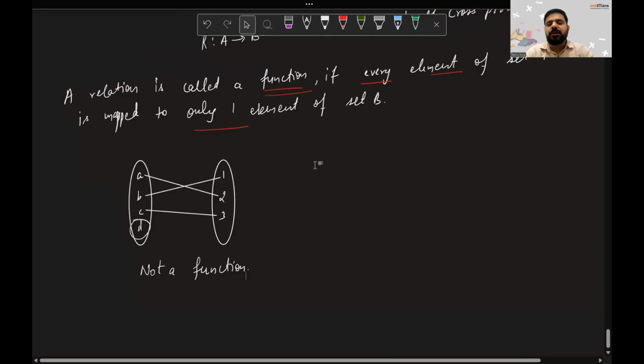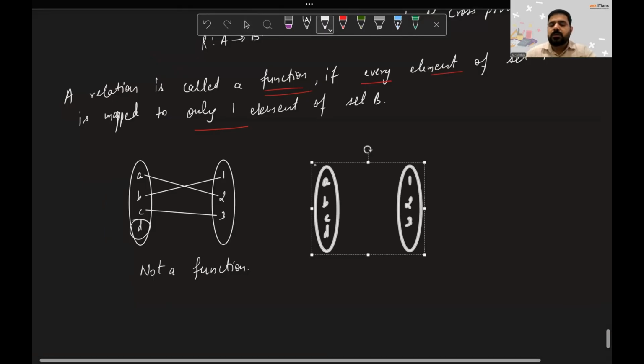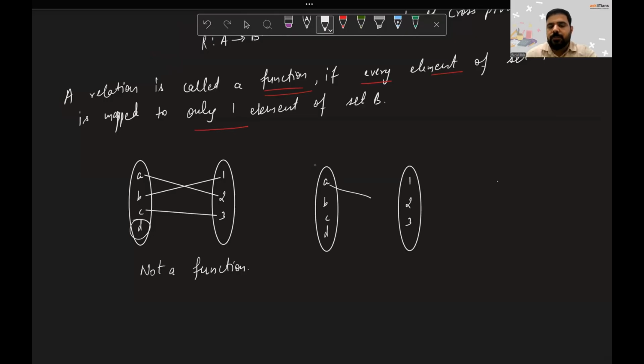If I take another example over here, let's say A is mapped to 2, B is mapped to 1, B is mapped to 3, and C is mapped to, let's say, 2. Let's say I have 4 also here, and D is mapped to 4, something like this.